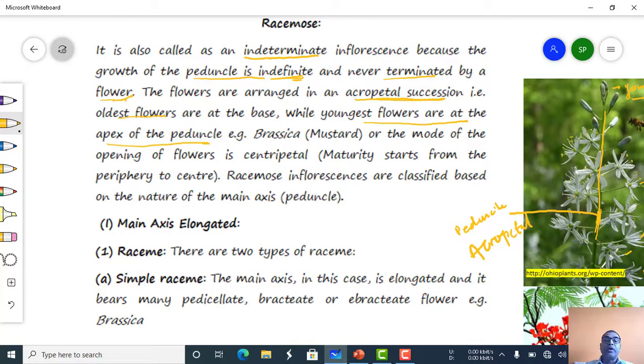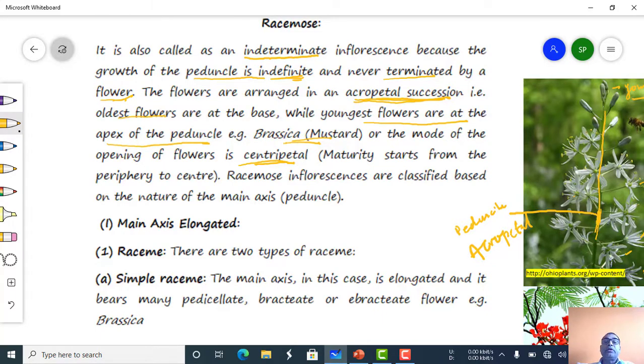Here, in racemose inflorescence, acropetal succession is present. That means the oldest flowers are present at the base, while the youngest flowers are present at the apex. In the case of mustard, the mode of opening of the flowers is acropetal, while in the case of sunflower, the mode is centripetal. That means maturity starts from the periphery to the center.